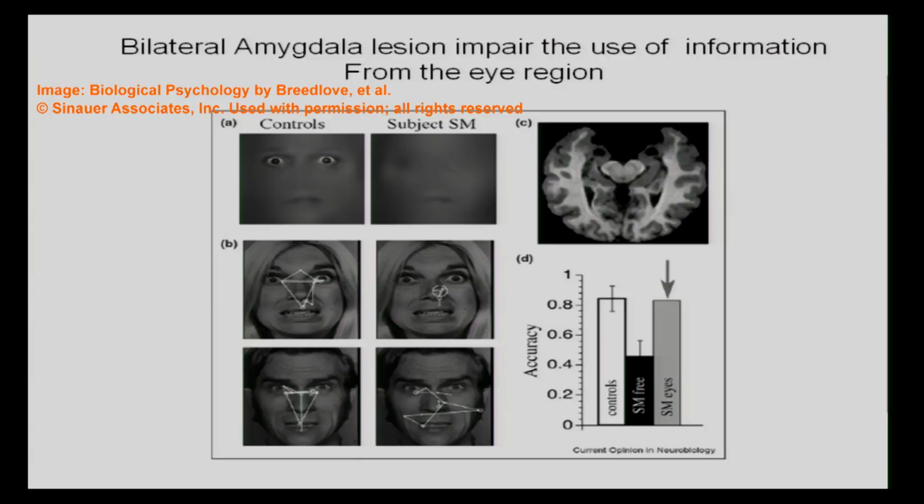Okay. So this was the reminder. We talked about how bilateral amygdala lesions impair the use of information. This is just from the last lecture. Controls will look at the eyes and down to the mouth. And here is our subject SM with bilateral amygdala lesions, looking at the nose, a little bit at the eyes, but very abnormal patterns. It's very triangular always. You and I would have triangular looking patterns at faces.